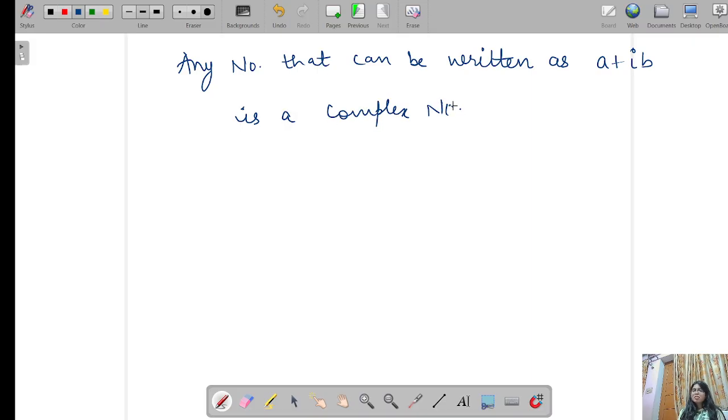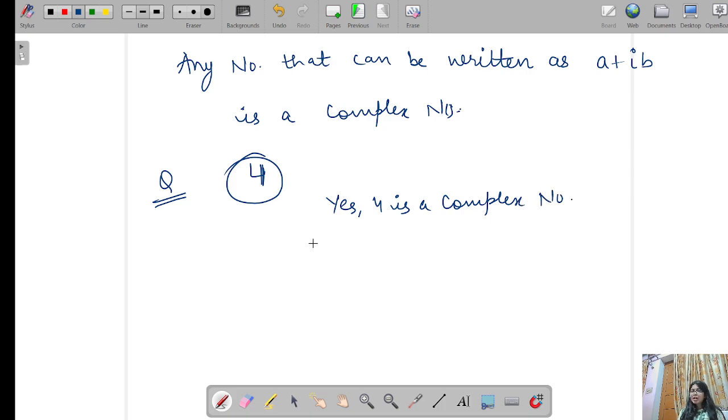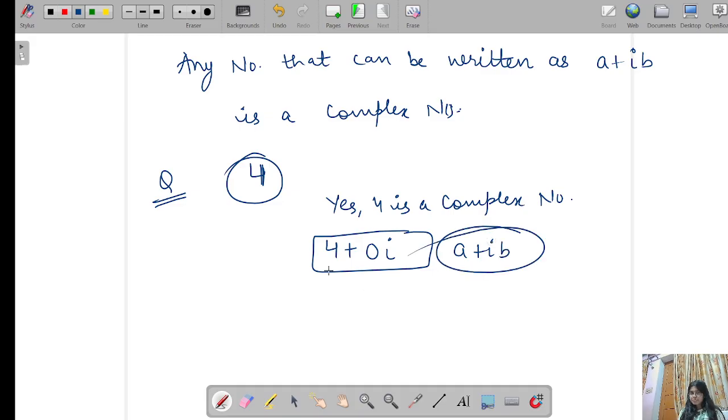Now, my question to you is: is 4 a complex number? The answer is yes. 4 is a complex number because it can be written in this form. This is the a plus iota b form of this. Yes, 4 is a natural number, 4 is a whole number, 4 is an integer.